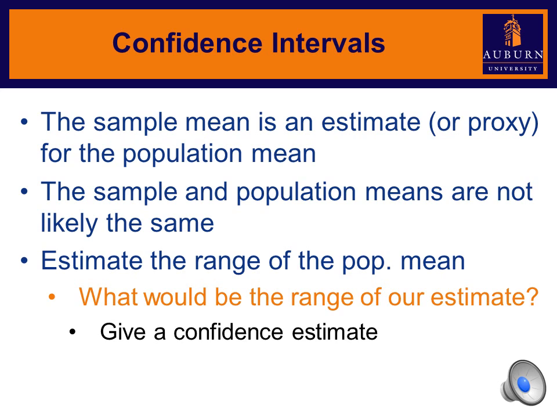And so what we would like to do is create an estimate, or an estimated range, of where we might expect that population mean to fall. That range of our estimate for the population mean has to be at some level of confidence. In other words, a confidence interval.